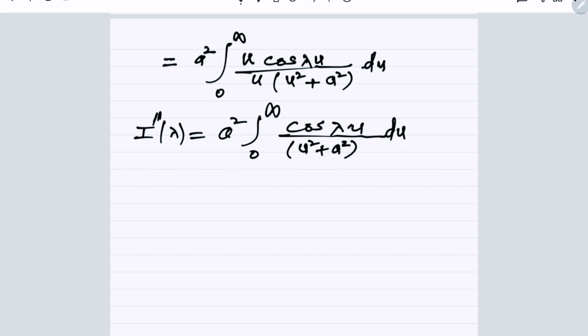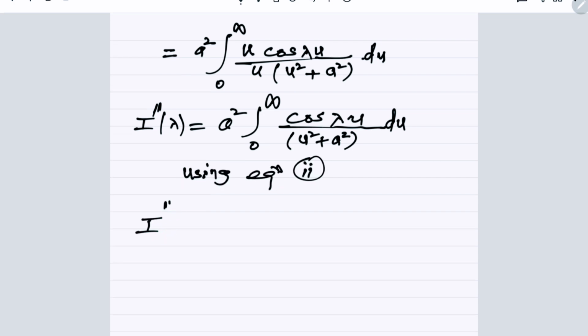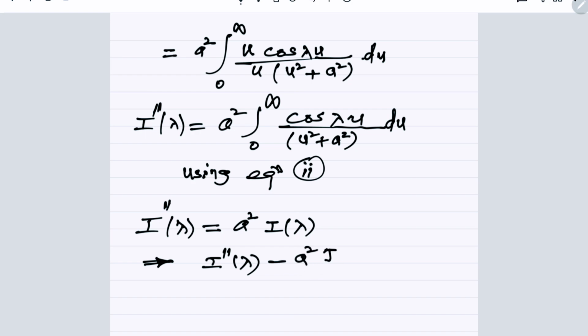From equation 2, using equation 2, we get the value of I double dash of lambda as a square into I of lambda. Transferring to the left-hand side, we get I double dash of lambda minus a square I of lambda is equal to 0. Converting in symbolic form, it is D square minus a square into I of lambda is equal to 0.